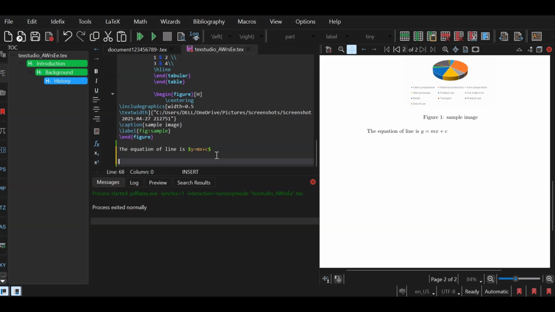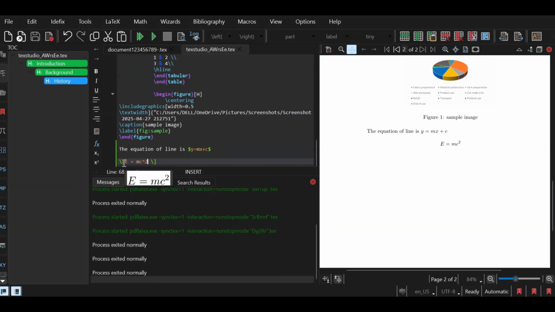After that, display math mode you use when you want the equation to appear on a new line and centered. For centered, you need to write your equation in backslash and square bracket. In between you write your equation like E is equals to mc square, and then just compile. So your equation should be in the center. Always remember to use dollar sign for inline and backslash and square bracket for display equation in center.